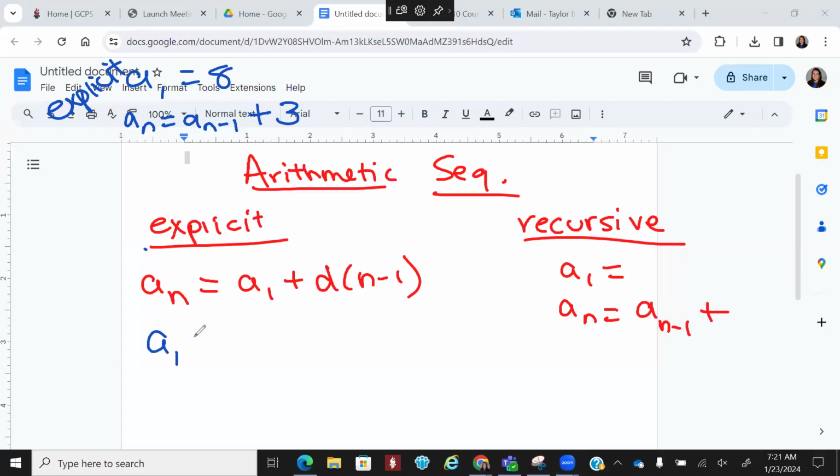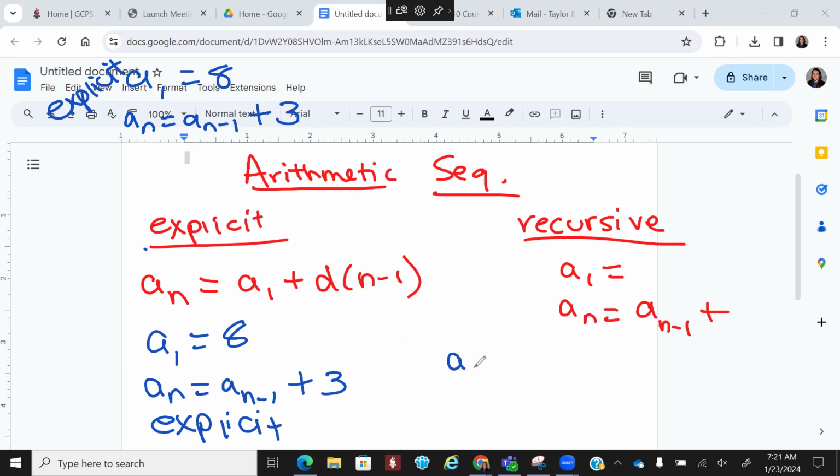If we're given a sub 1 equals 8, and a sub n equals a sub n minus 1 plus 3, can you write the explicit formula for this one? Remember, here's our explicit formula. So what was our first term? 8. So we're going to say a sub n equals 8 plus what was our common difference? 3. And then we're going to say n minus 1.